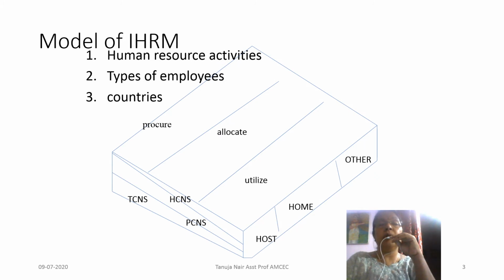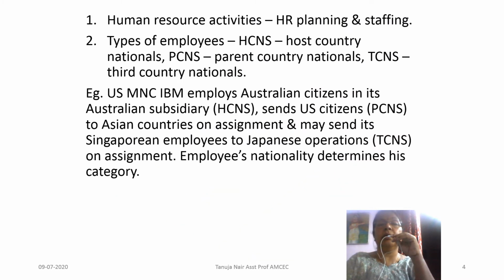The model of IHRM is very important because it is actually the definition of IHRM given by Morgan. So there are three elements here: human resource activities, types of employees, and countries of operation. Human resource activities are all the activities of procuring, allocating, and utilizing your human resource, that is staffing. Types of employees are host country nationals, parent country nationals, and third country nationals.